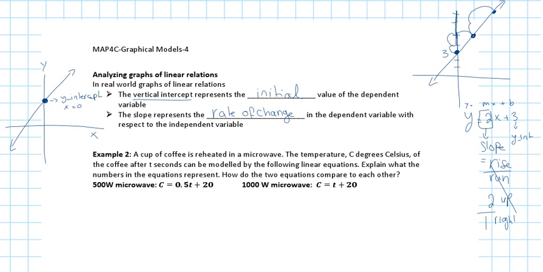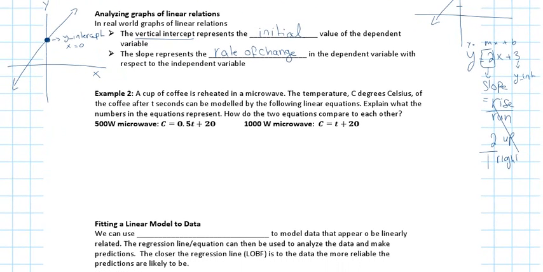Let's look at a word problem. A cup of coffee is reheated in a microwave. The temperature, C degrees Celsius, of the coffee after T seconds can be modeled by the following linear equations. Explain what the numbers in the equation represent. How do the two equations compare to each other? I have two different microwaves, a 500-watt microwave and a 1,000-watt microwave. The equation for the 500 is C.